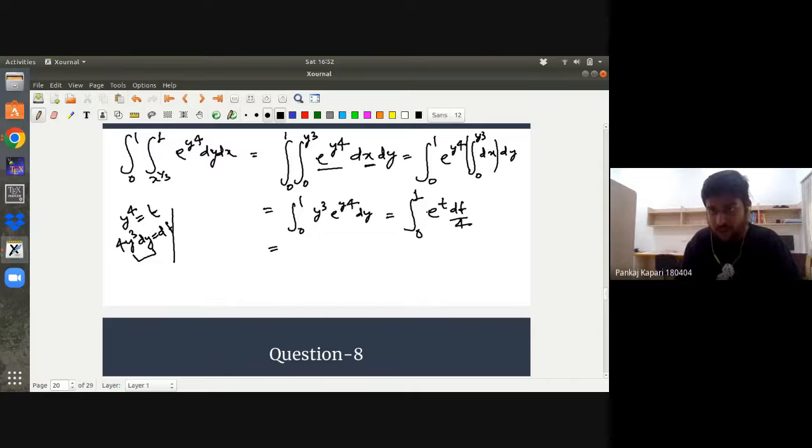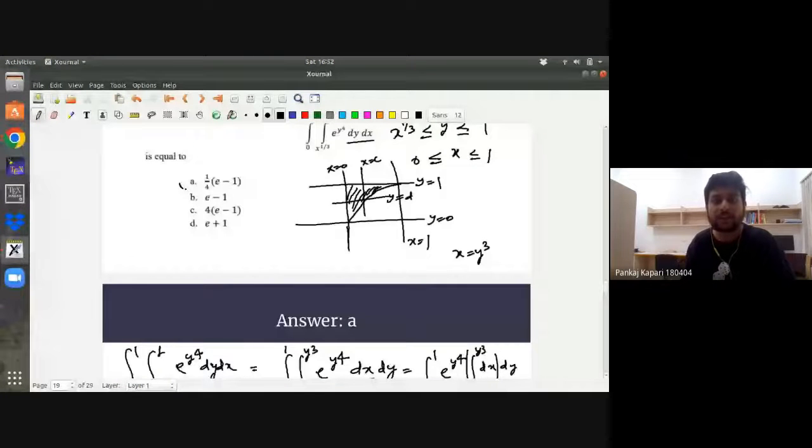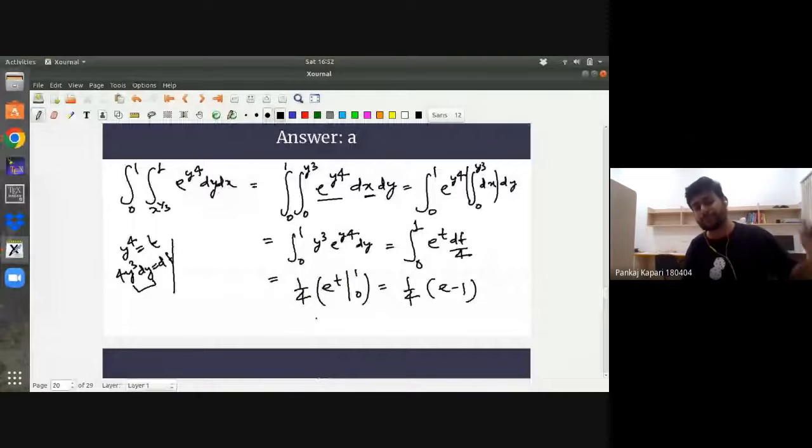So now this integral can be easily evaluated. This is 1 by 4 of e to the power t, where the limit is taken from 0 to 1, right? Which is equal to 1 by 4 times (e minus 1), right? Okay, so the first option is correct.